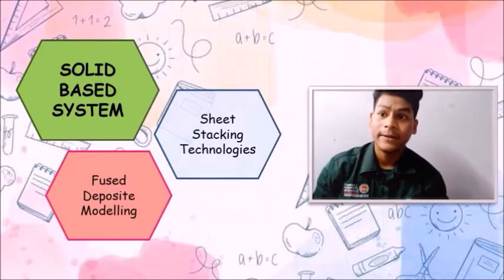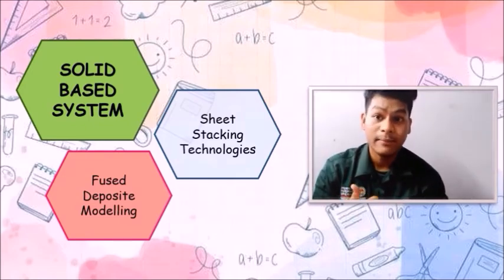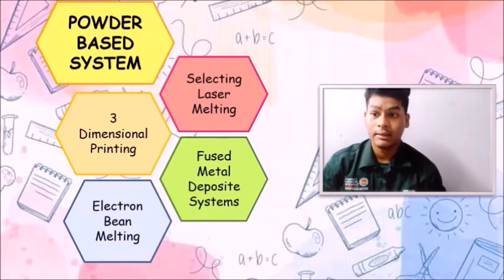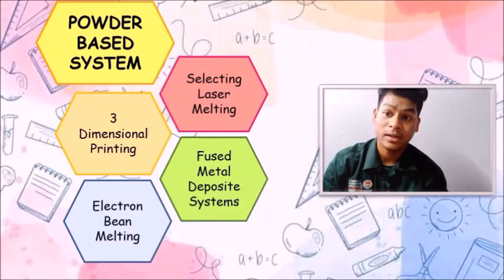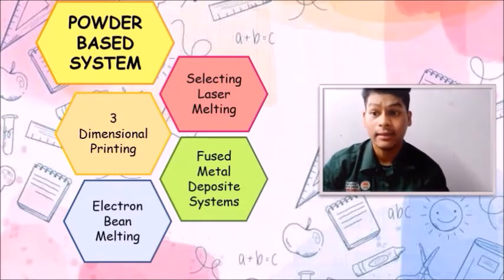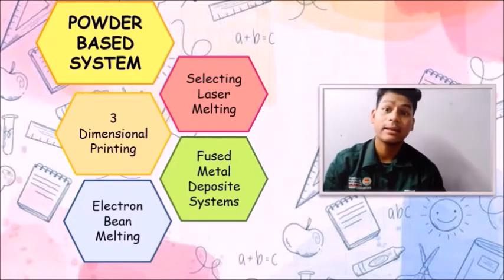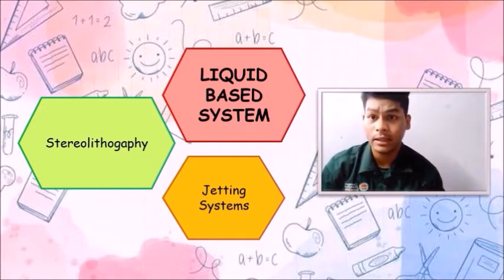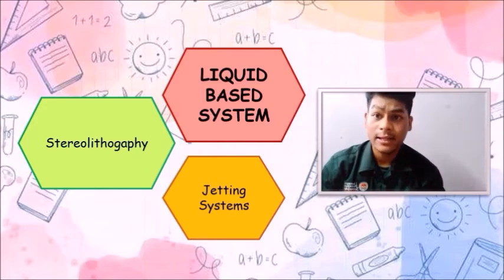So the first type is a solid-based system. The examples are fused deposition modeling and sheet stacking technology. For the powder-based system, the examples are three-dimensional printing, fused metal deposition system, electron beam melting, and selective laser melting. And the last one is the liquid-based system. The examples are stereolithography and the jetting system.